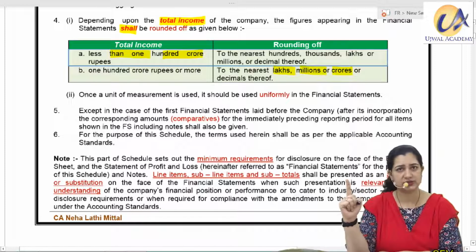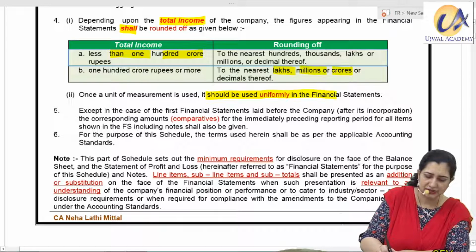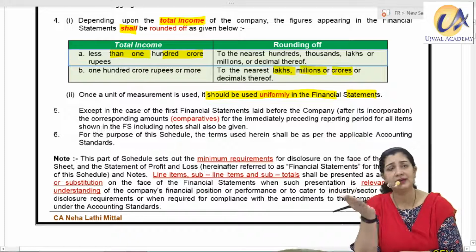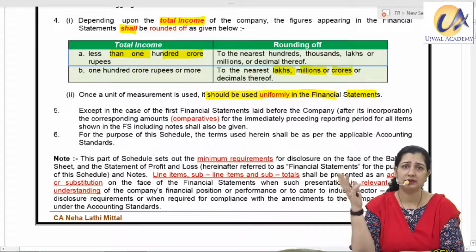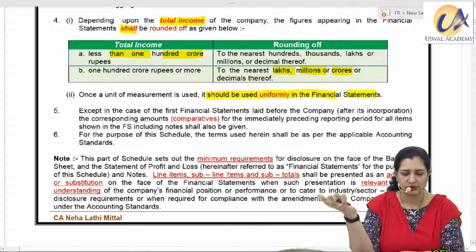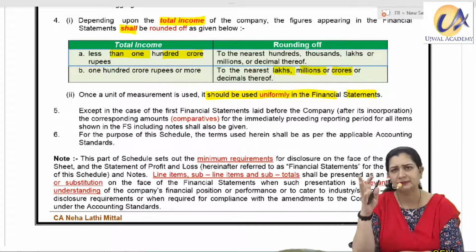And whatever you choose, you have to use it uniformly throughout the financial statements. So I cannot say that my balance sheet is in lakhs and my P&L will be in thousands. That is not going to be allowed. It is going to be uniform throughout the financial statements. So this is the first simple change which has occurred.